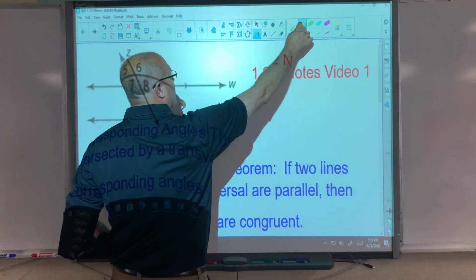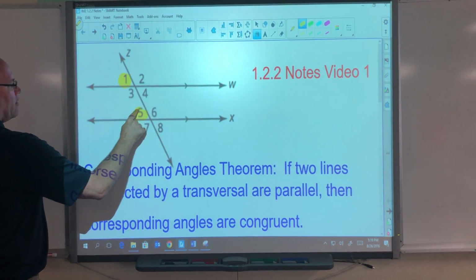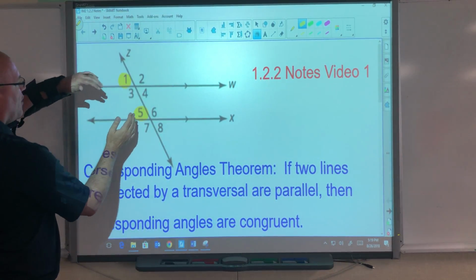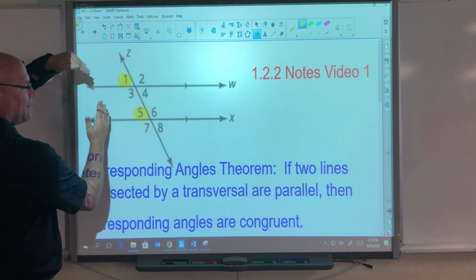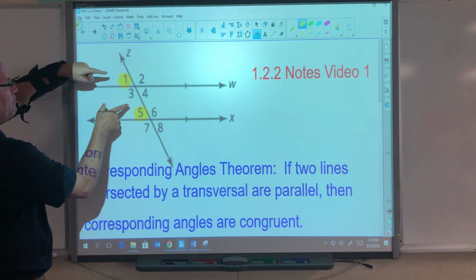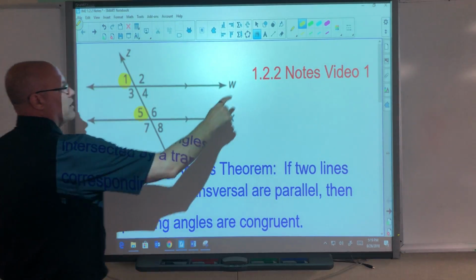So corresponding angles would be like angle 1 and angle 5. Okay, they're both on the left side of the transversal. This third line is the transversal. They're on the left side of the transversal, and they're both above each parallel line. So those are corresponding angles.